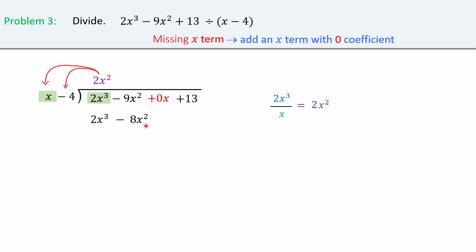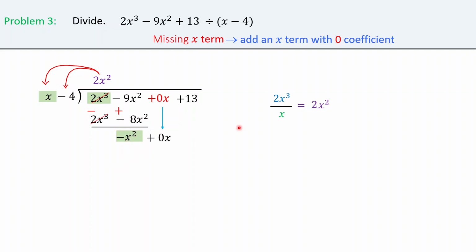Now change the sign. This is positive. Change this to negative. This is negative, change this to positive. Now add: 2x cubed minus 2x cubed is 0. Negative 9x squared plus 8x squared is negative x squared. Now bring this term down.